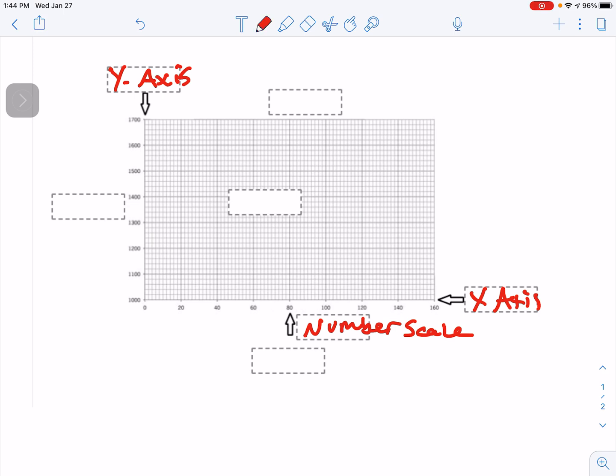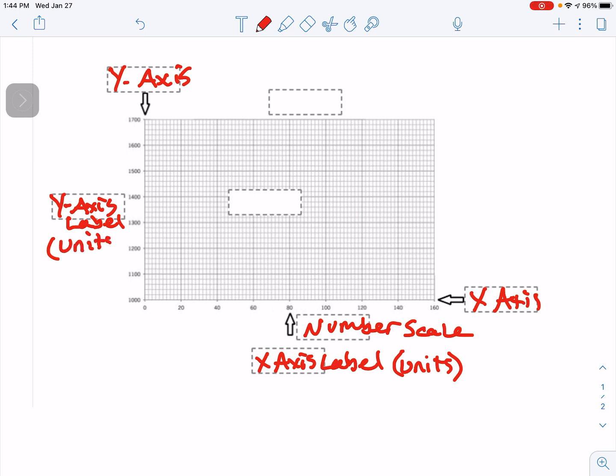But each one of those gets a label. So this is your x-axis label. Now, key point in parentheses, usually you're going to have units. It's not always the case, especially with some bar graphs, but typically you'll have units in parentheses. Most of the time when you have numbers, there are always units attached to those numbers, so we will put those here on our graphs as well. And on the y-axis label, same thing. So you have your y-axis label, and there should be or usually will be units.